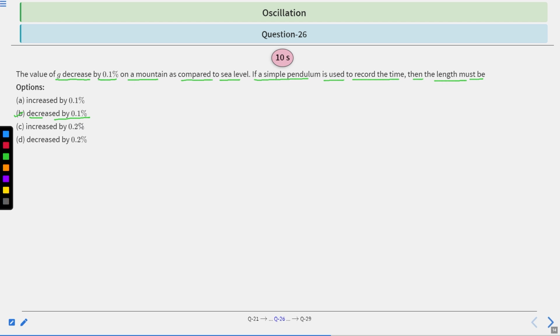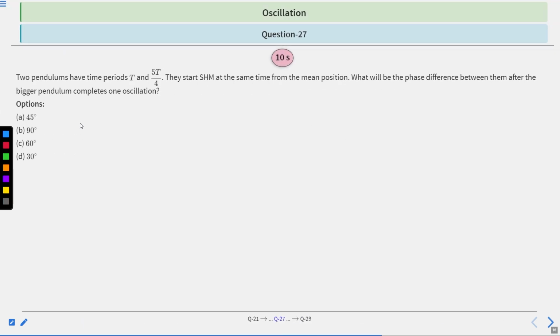Clear? This is the correct answer. Next question, question 27. Two pendulums have time periods T and 5T by 4. They start SHM at the same time from the mean position. What will be the phase difference between them after the bigger pendulum completes one oscillation? Option A is 45 degrees. Option B is 90 degrees. Option C is 60 degrees. And option D is 30 degrees. So which one is correct? A, B, C, D. You have 10 seconds to solve this question. After 10 seconds, we will provide the solution.